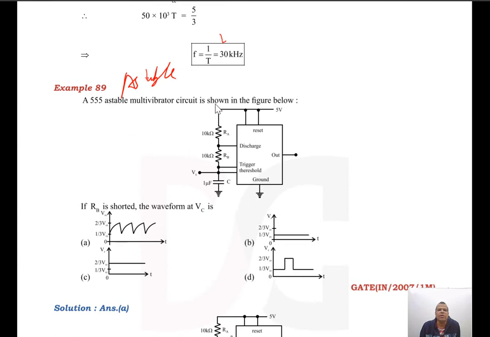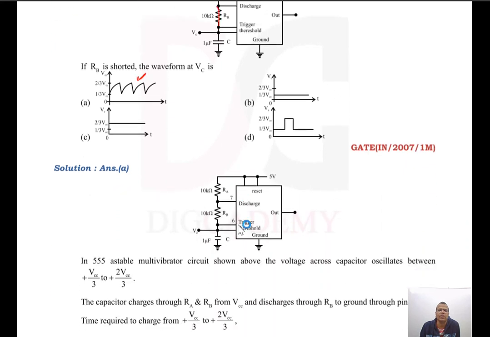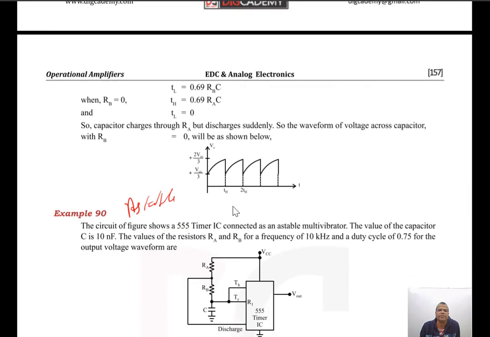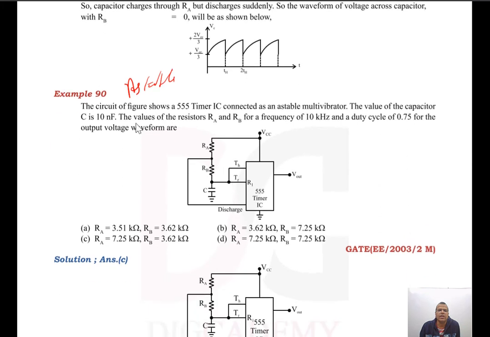The astable multivibrator circuit is shown in the figure below. If RB is shorted, remember, when this is shorted, the voltage will be varying from 1 by 3 to 2 by 3 VCC. So that will be your output. That is a simple question, just like what we saw in the previous case. Fine, that has been explained here. Then let us see the next example.